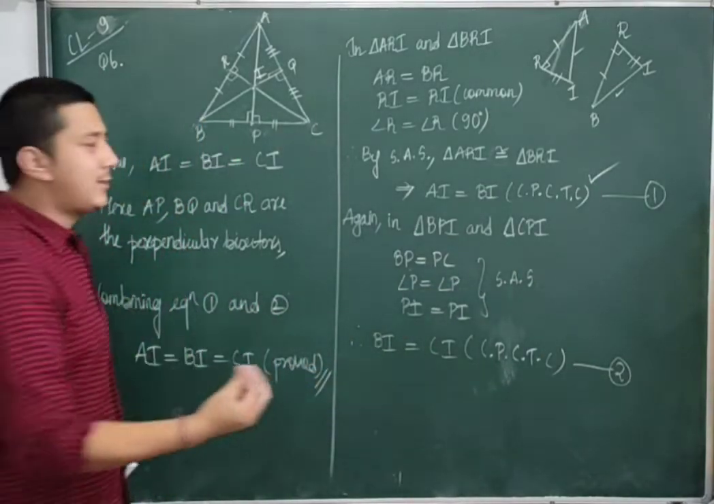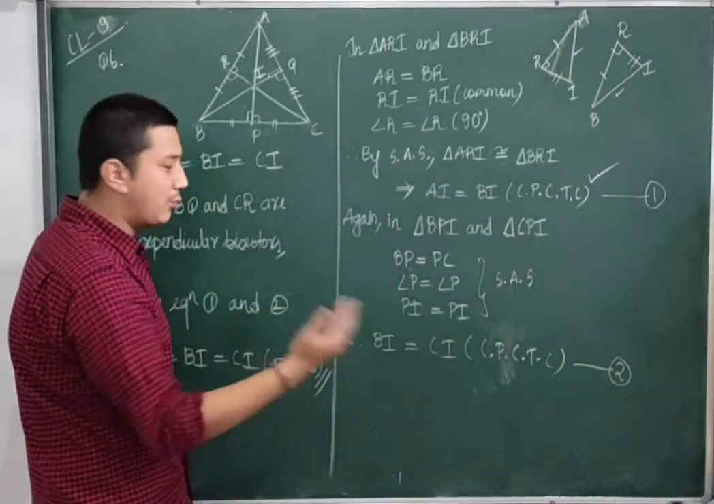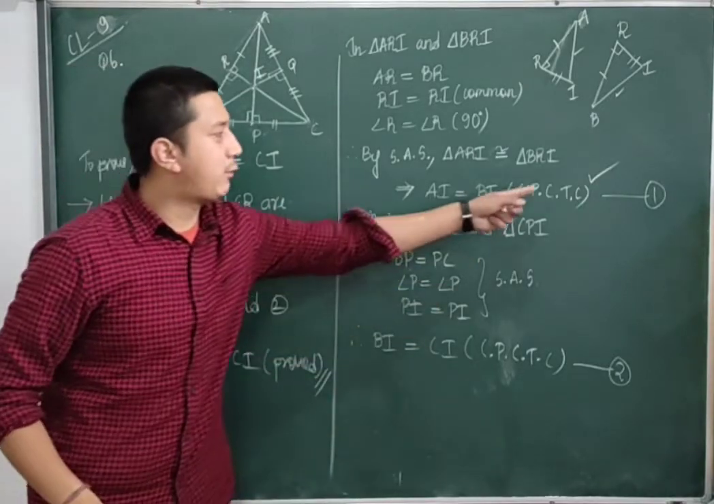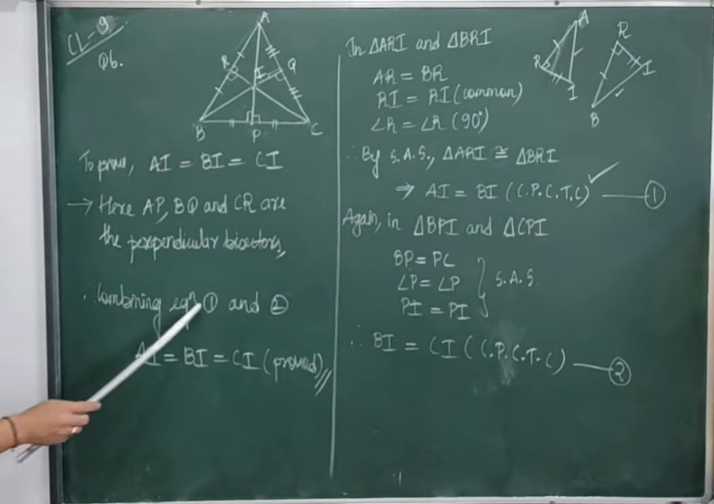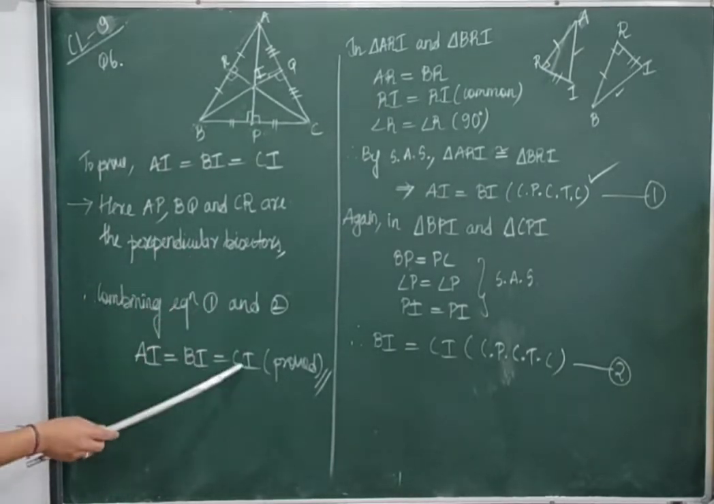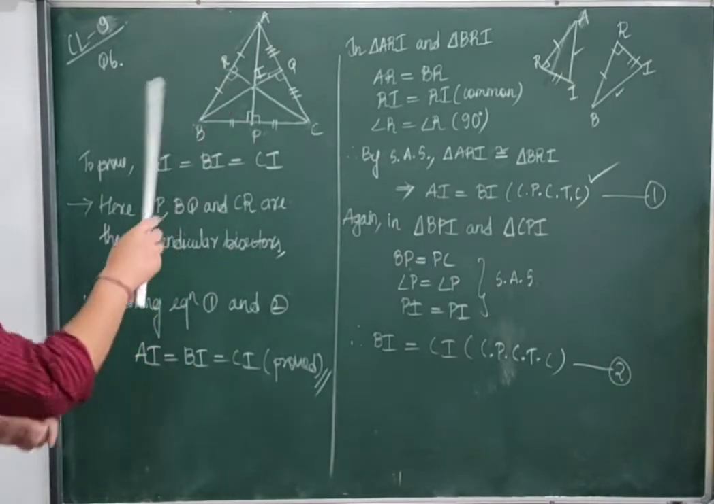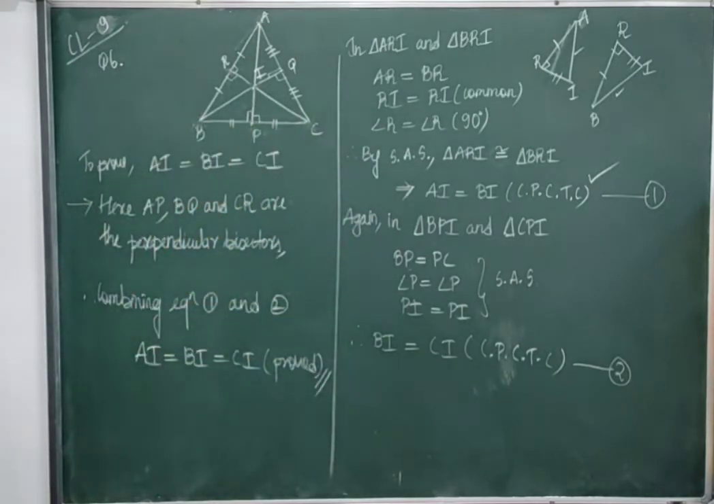Equation number 1 tells us AI is equal to BI, and equation number 2 tells us BI is equal to CI. So if I combine equation 1 and 2, boys, I'll get AI equals BI equals CI, which means we are done. Okay, so please do copy this properly and try to do it and understand also. Pause the video and note it down.